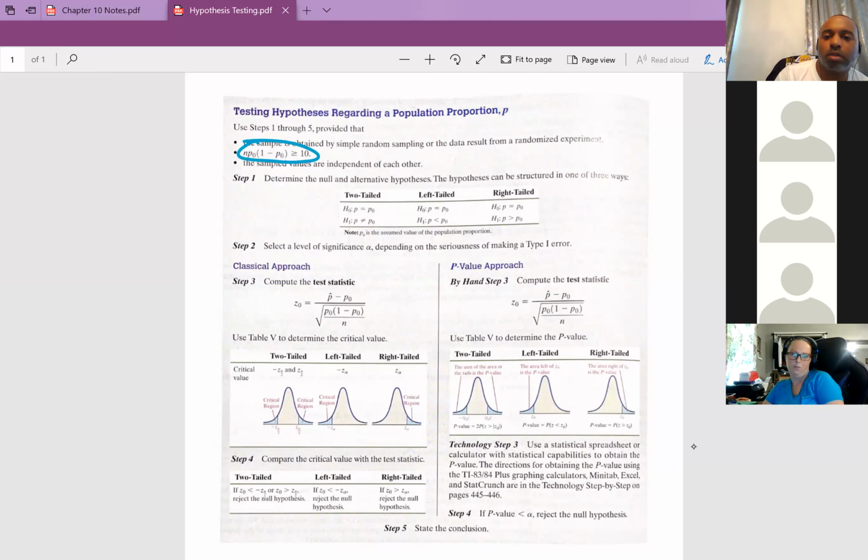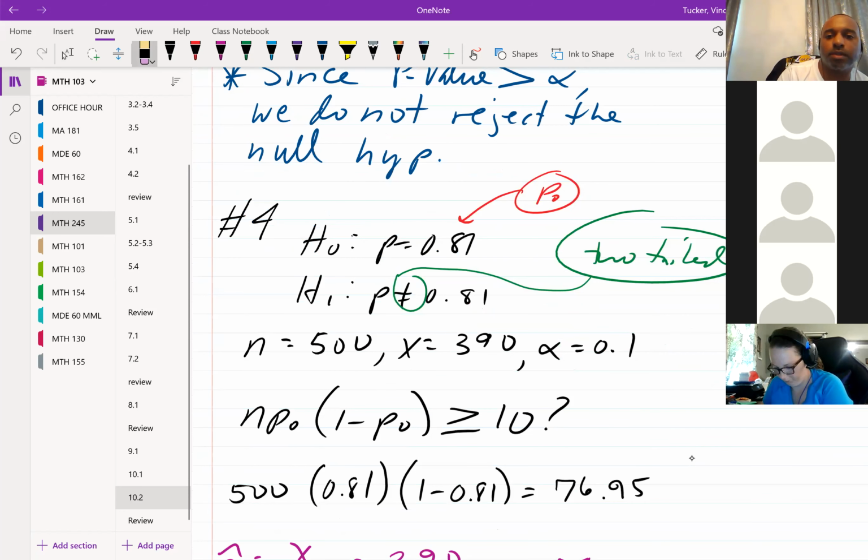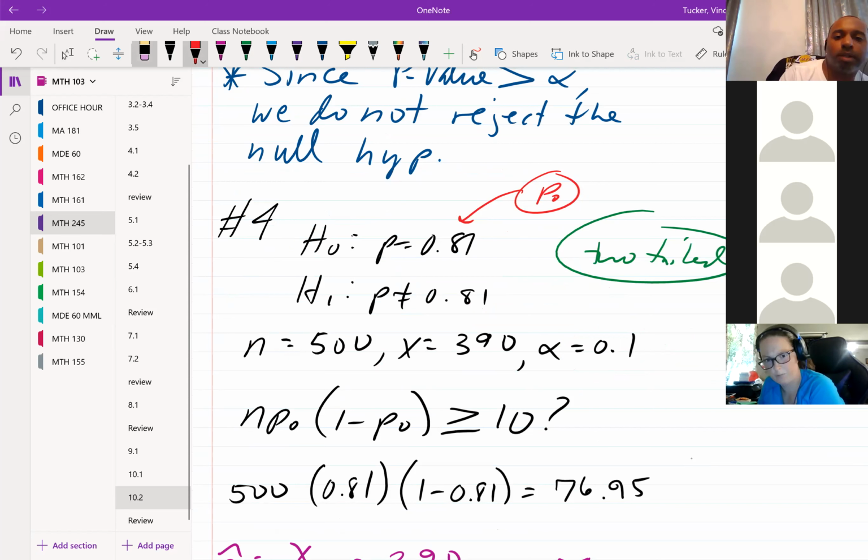So let's go back to the notes. All right, so this is the information they give us. Let me erase this first. So they give us all of this information. P is equal to 0.81. P is not equal to 0.81. So that not equal to lets us know it's a two-tailed test. Then n is equal to 500. x is equal to 390. And then alpha is equal to 0.1. I'll write something just a little better.